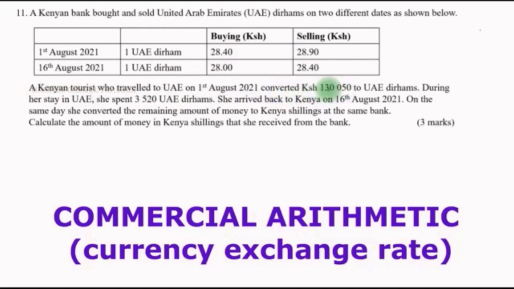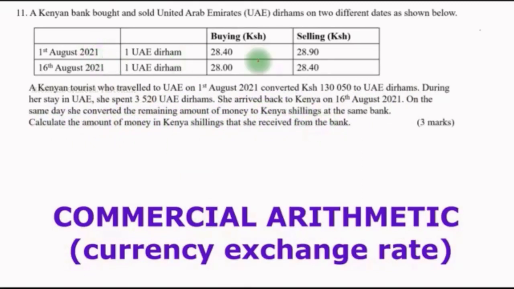130,050 shillings, Kenyan shillings, to UAE dirhams. During her stay in UAE, she spent 3,520 UAE dirhams. She arrived back to Kenya on 16 August 2021. On the same day, she converted the remaining amount of money to Kenya shillings at the same bank. Calculate the amount of money in Kenyan shillings that she received from the bank.